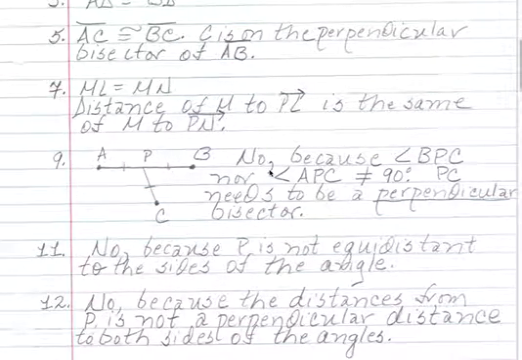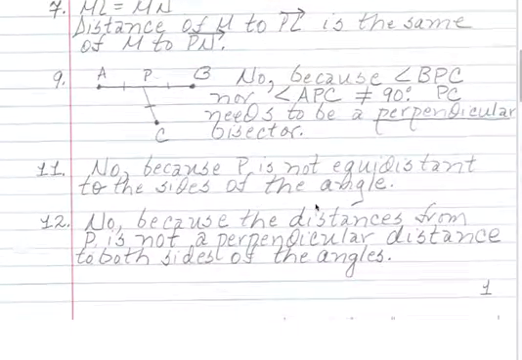Okay, now, moving along. Number nine, it says, tell whether the information on the diagram allows you to conclude that C is on the perpendicular bisector of segment AB. Explain your reasoning. Well, no. C is not on the perpendicular bisector, despite the fact that all of these distances are congruent or the same, because this is not at a 90-degree angle. Angle APC, nor is BPC at a 90-degree angle. For a perpendicular bisector to be a perpendicular bisector it has to be perpendicular also.